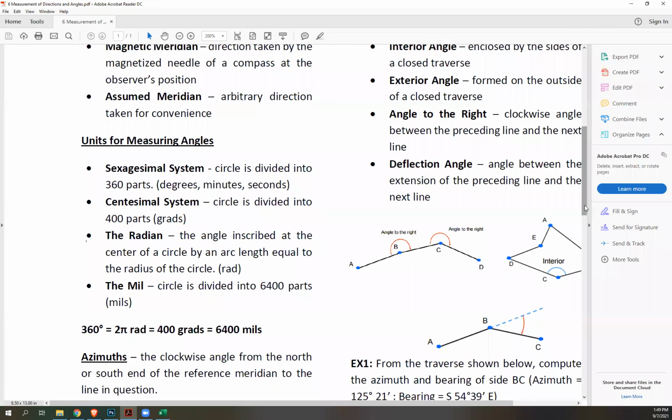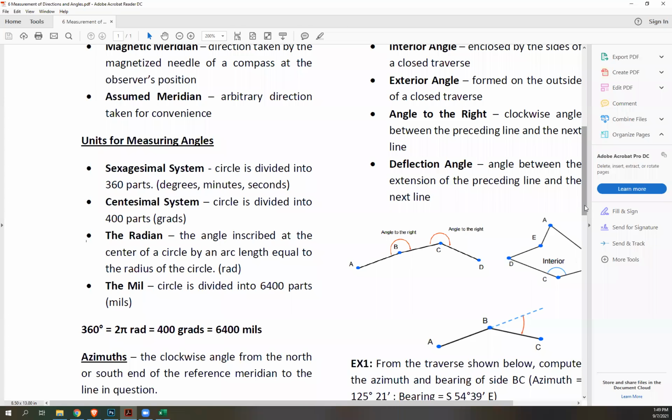Next, we have your units for measuring angles. You have first your sexagesimal system. For this, your circle is divided into 360 parts, and its units are your degrees, minutes, and seconds. So this is what we've been using so far. Next, your centesimal system. The circle is divided into 400 parts, and the unit is grads.